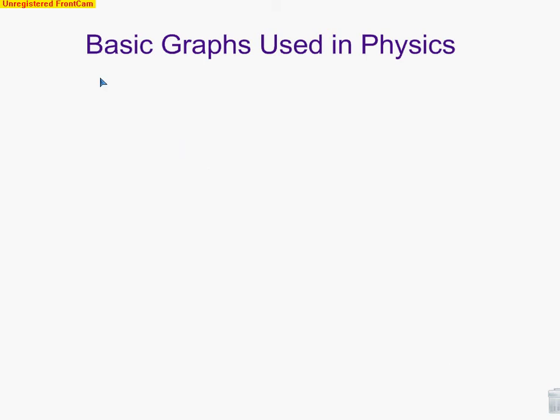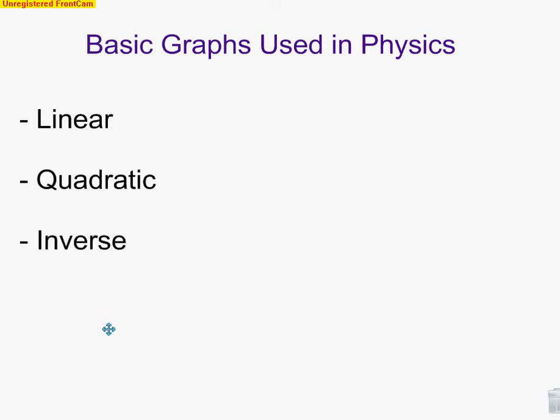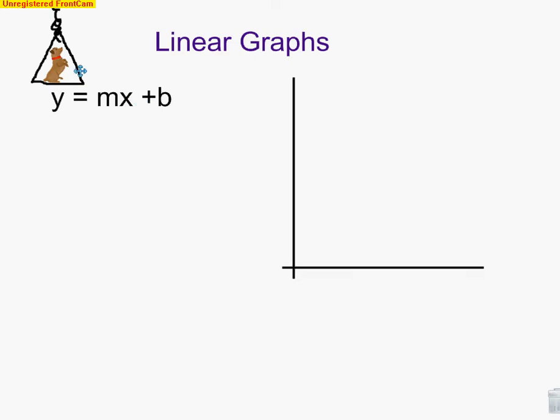Okay, now we're going to talk about three basic types of graphs that we're going to be looking at in physics class. One type we've already talked about, and that's linear. We're going to talk a little bit more about that type of graph. We're also going to talk about quadratic and inverse graphs and what those graphs look like. So let's talk about linear again first.